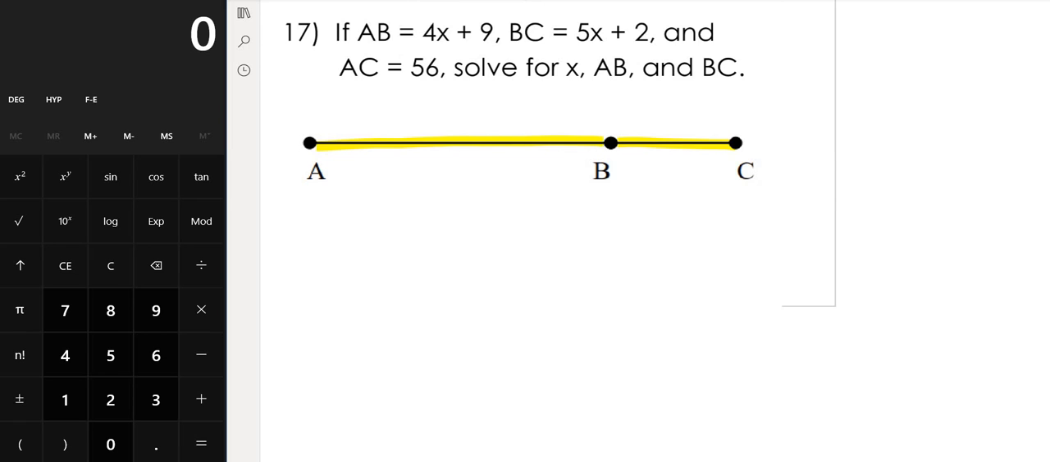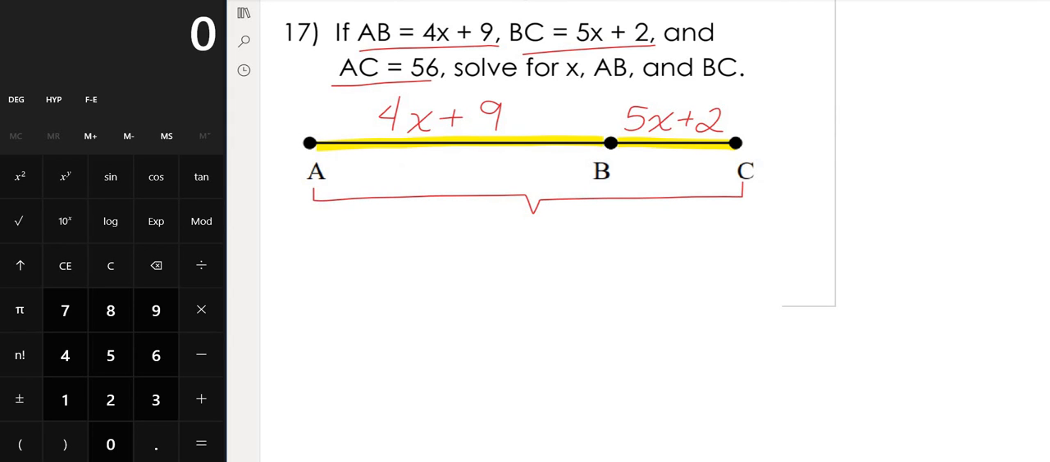Okay, let's go through. Start from the beginning. If AB is 4x plus 9, that's our first value. Let's throw it in the diagram. BC equals 5x plus 2. And AC equals 56. Okay, well, what's AC? Oh, that's the whole thing from A all the way to C. That is 56. The question asks you to solve for x, also solve for AB and BC.